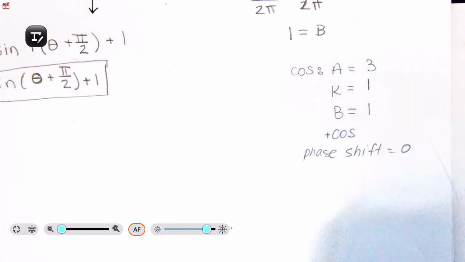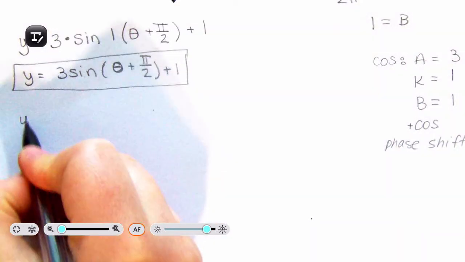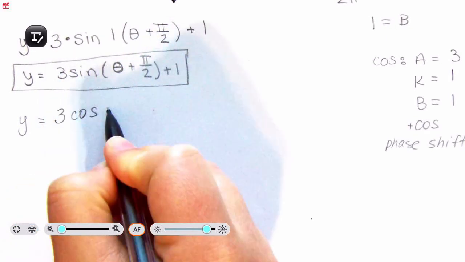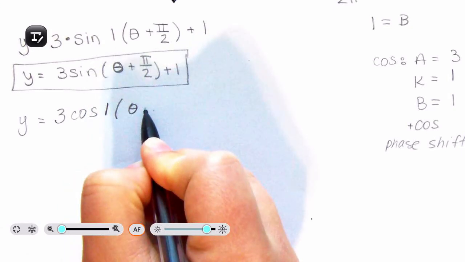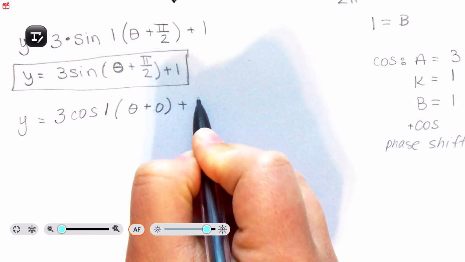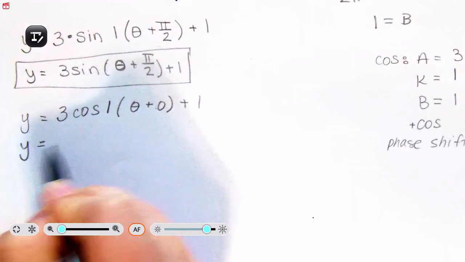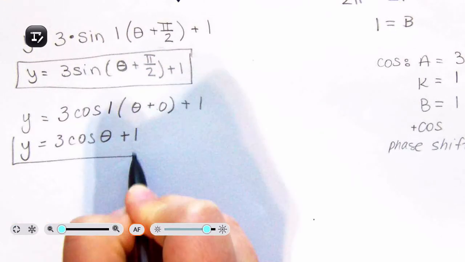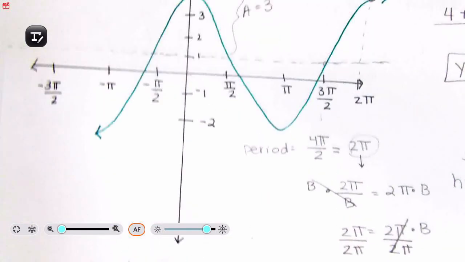So then our phase shift, or our horizontal shift, is 0. Now that we have all of our information, let's write an equation. I have y equals a, which is 3. Now we have cosine. We have b is 1, theta. We have 0 phase shift, so I'm just going to write 0 here. You don't have to. We'll simplify it. And our vertical is still 1. So let's simplify this. I have y equals 3 cosine of theta plus 1 as my equation for this wave that's given here.